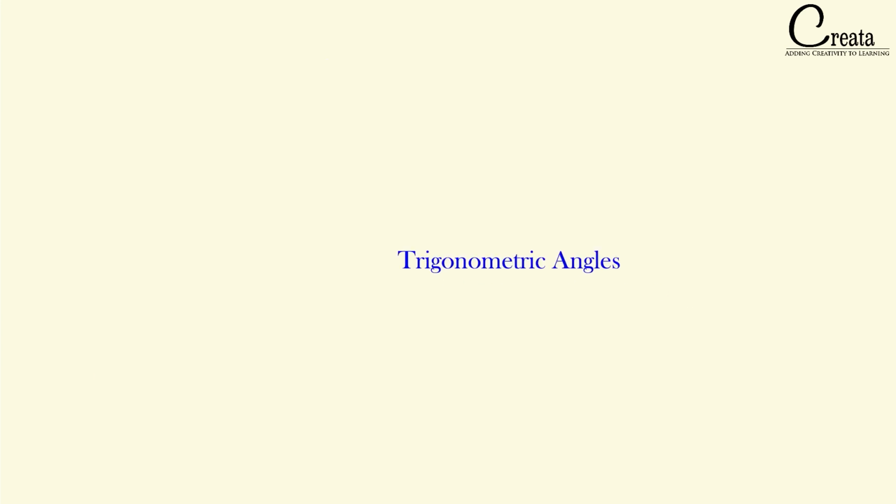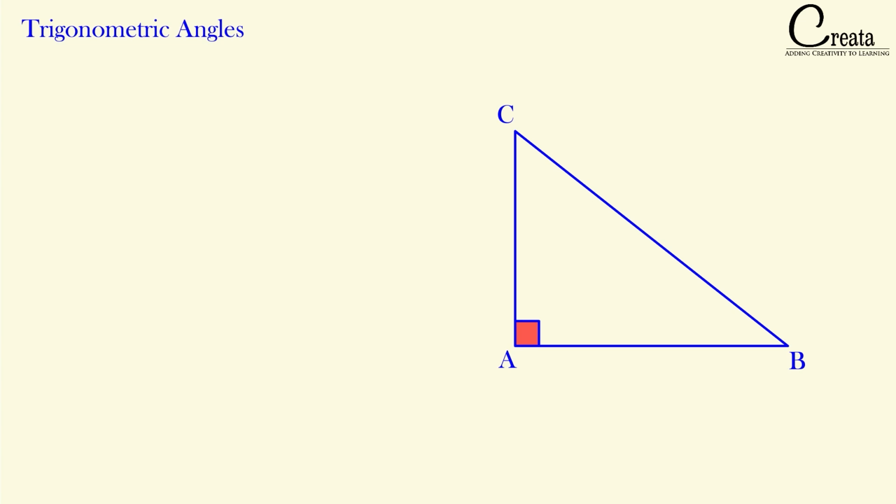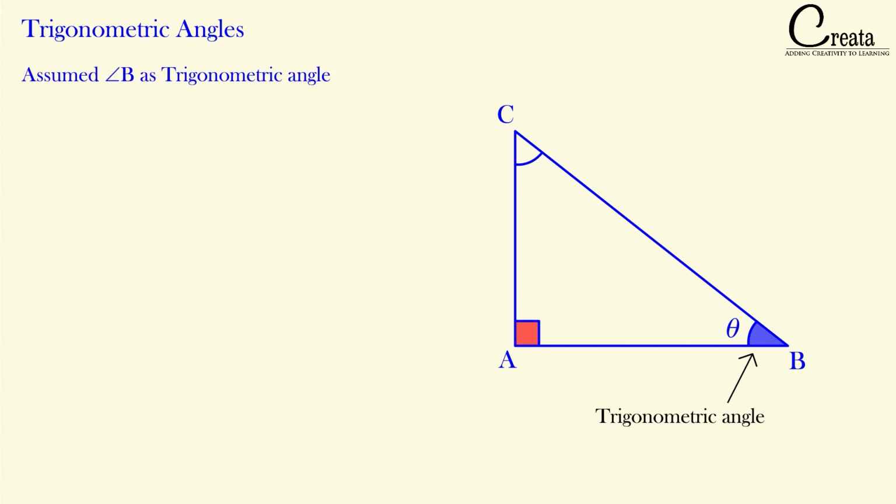Firstly, let's study the trigonometric angle. This is a right angle triangle. It means one of the angles is 90 degrees. So this angle is 90 degrees and this is the symbol of a 90 degree angle. The other two angles are not 90 degrees. Let's assume one angle as angle theta. Here this angle, angle theta, we call the trigonometric angle. One angle of the right angle triangle is the trigonometric angle.